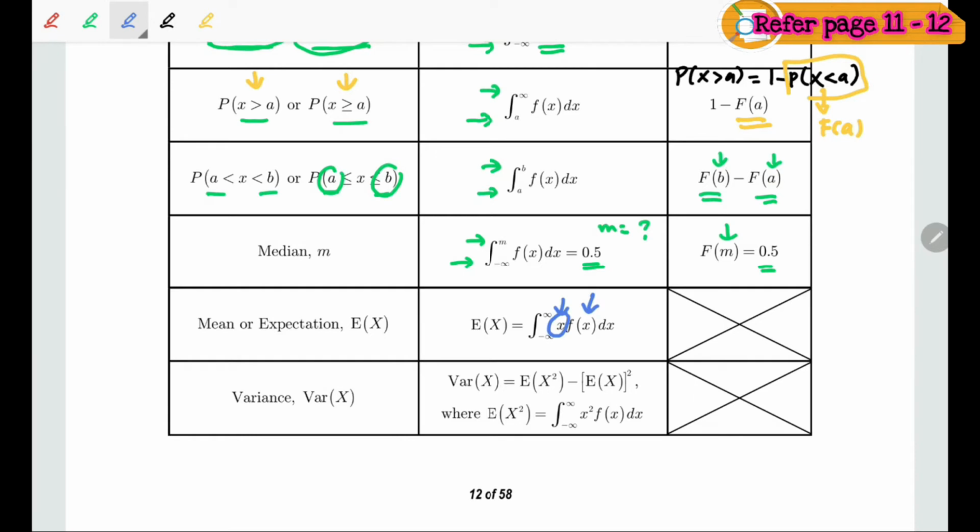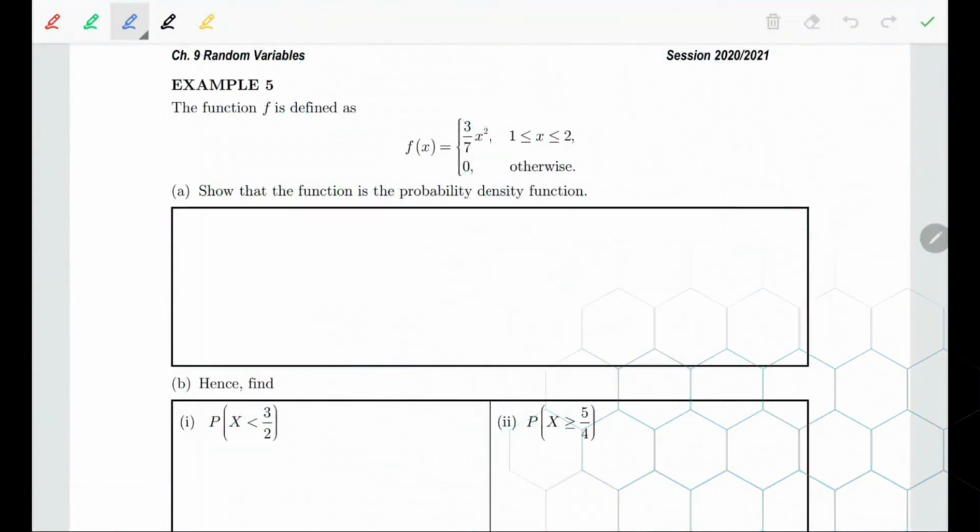For the variance, the formula should be the expected value of x squared minus the expected value of x, squared. To find the expected value of x squared, it should be x squared multiplied with the PDF function f(x), with the limit lowest to the uppermost limit. So that's all before we go for the example.